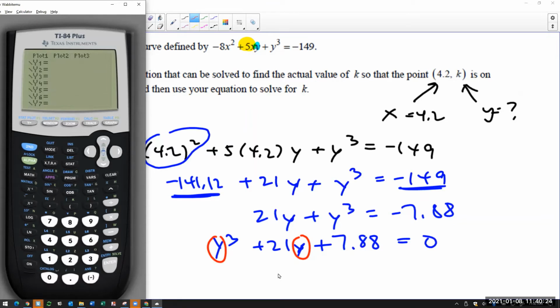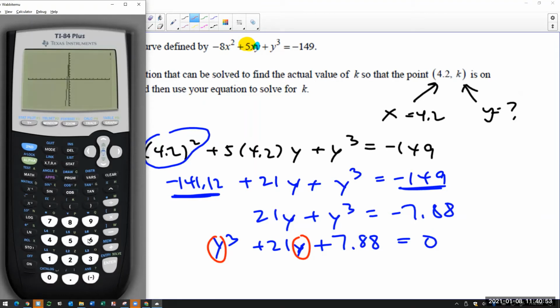So you're gonna put in x cubed, okay, plus 21x, and then plus 7.88. Hopefully I did all that right. Okay, that's my equation. I'm gonna go ahead and graph it. Oops, I'm in the wrong zoom. I need to go to zoom standard.